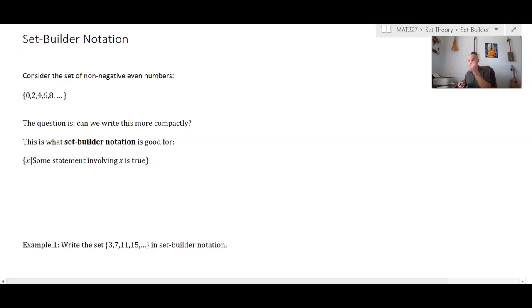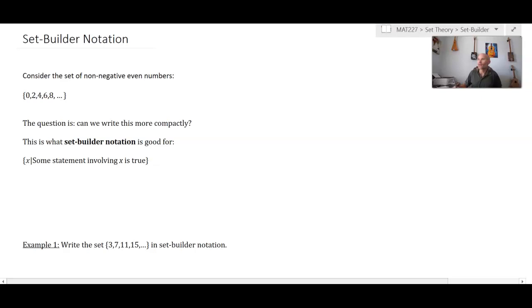And normally we can look at them and we can kind of figure out what the next element is in that set. But is there a better way to write this? Can we write this more compactly? We have something called set builder notation, which sort of builds the set through a construction of some sort. And the way we often do that is using something that looks like this.